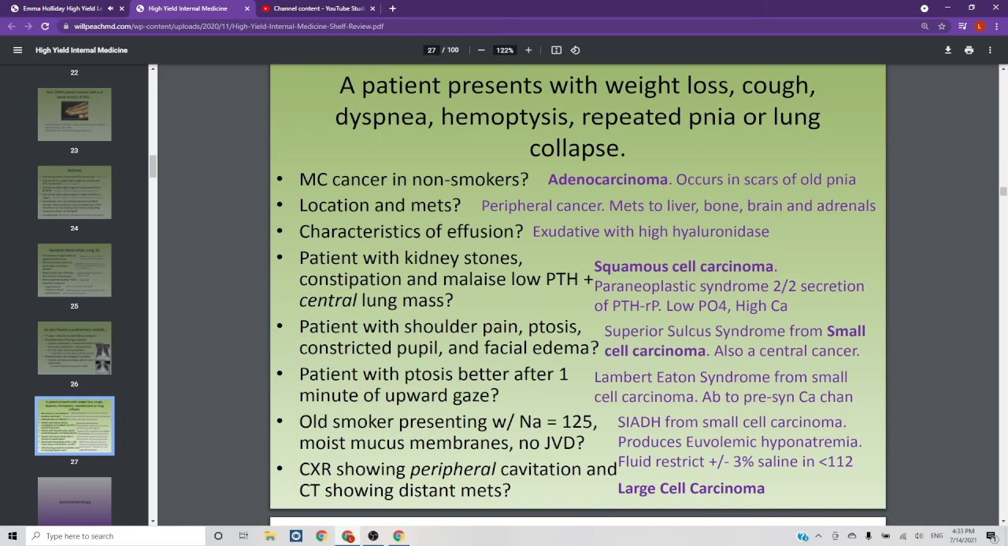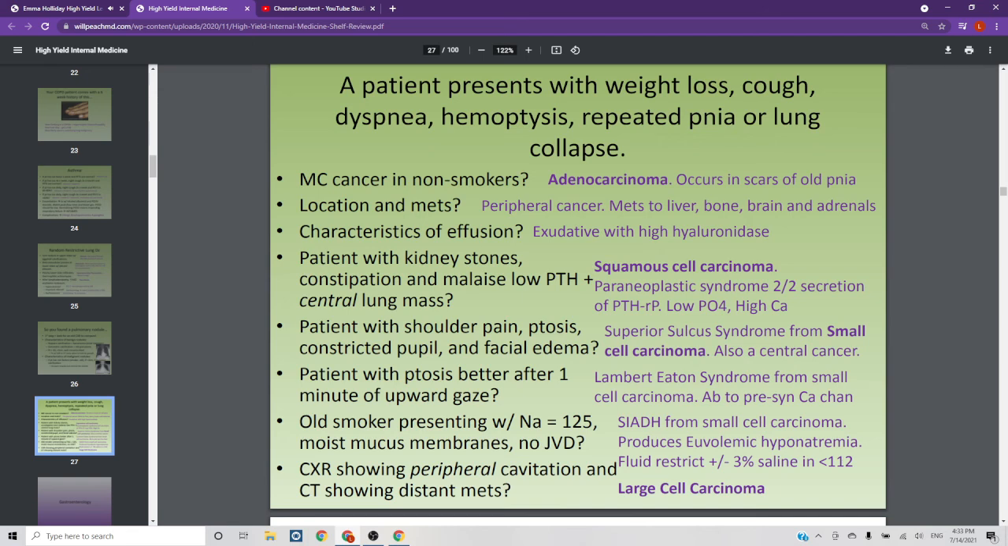So what about our patient? Shoulder pain, ptosis, got a miotic pupil, and facial edema. The Pancoast tumor, or the superior sulcus tumor. So this is superior sulcus syndrome, also Pancoast tumor, and it comes from small cell carcinoma. Small cell is also central. So you could usually remember it, squamous and small cell, they start with S, they're both central tumors.